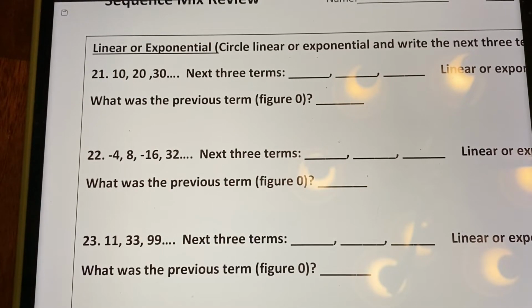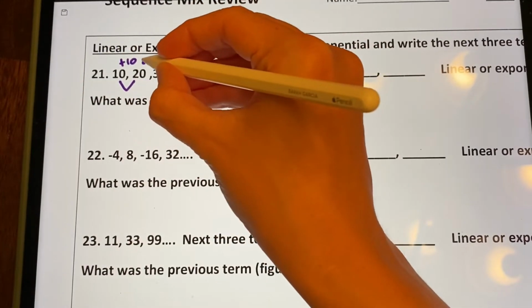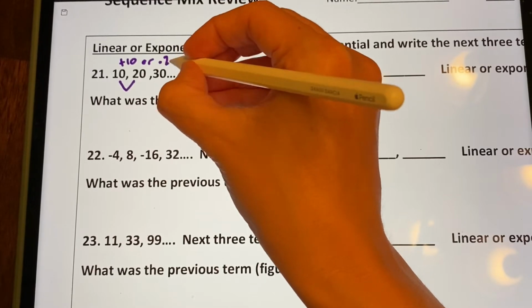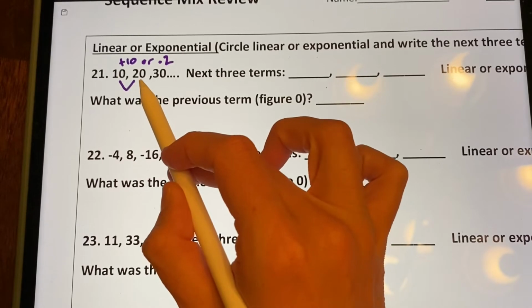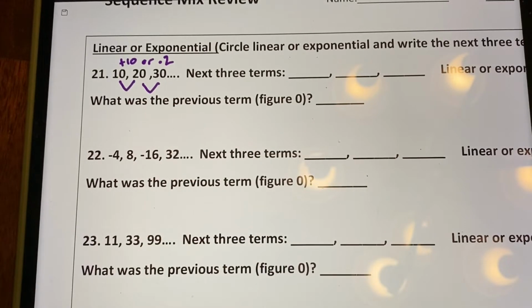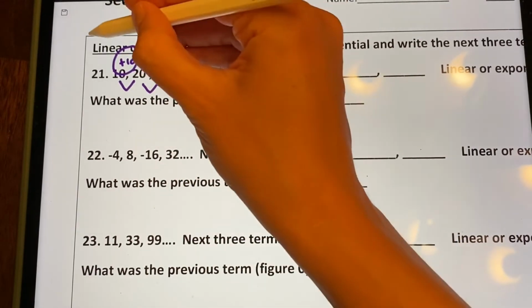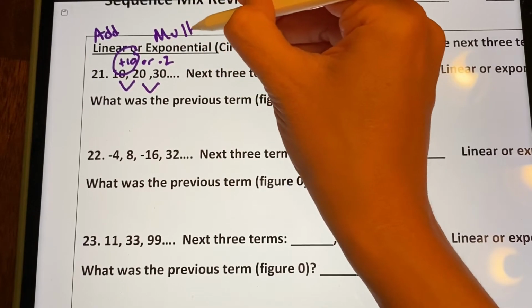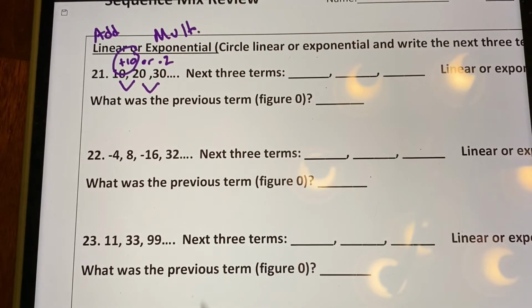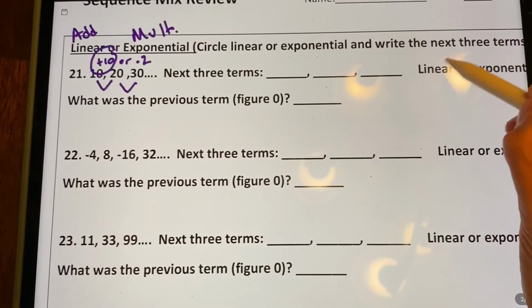Okay, so let's figure this out. How do you go from 10 to 20? Okay, you can either add 10 or you can multiply by 2. So which one is it? Are we adding 10 or multiplying by 2 to get from 20 to 30? You would have to add 10. And remember, linear is add, exponential is multiply. So we are going to do add because we're adding 10 each time, so that is linear.